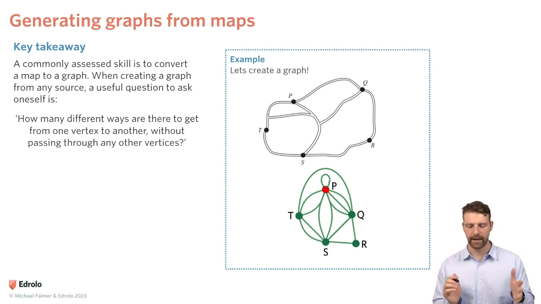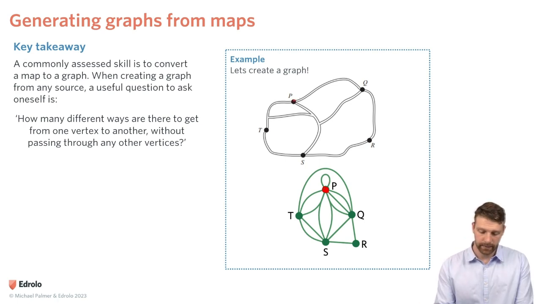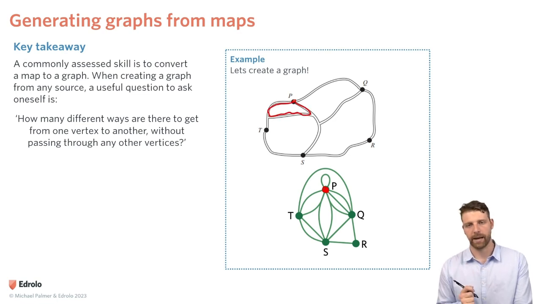So we'll go P to Q, P to R, P to S, P to T, and see how much of the graph we've covered at that point. Starting at P, it looks like there's a loop there. So where's that loop? It's here. There's a route going from P back to itself. So let's color that in. We've done the loop from P to P.